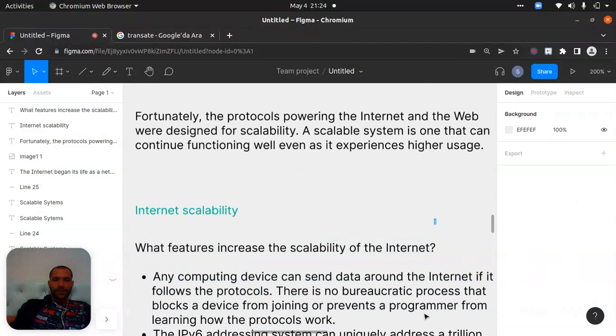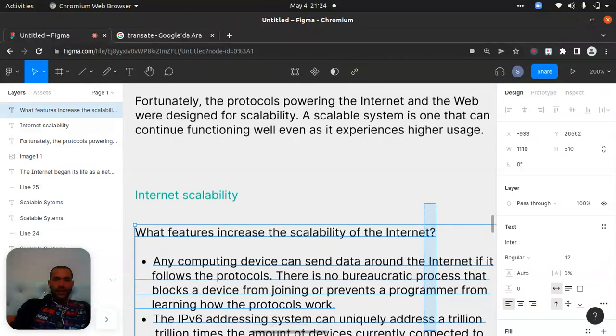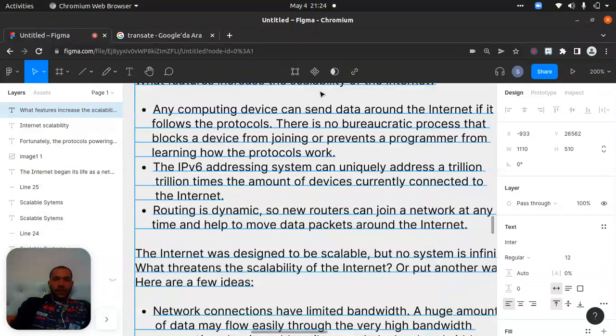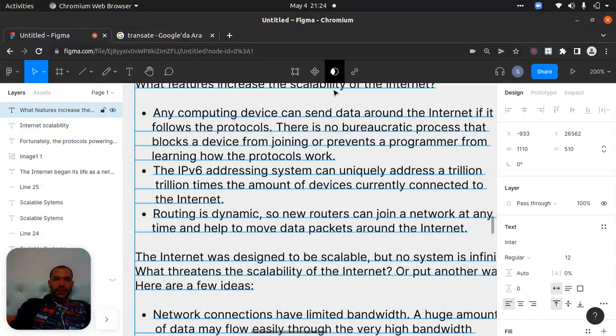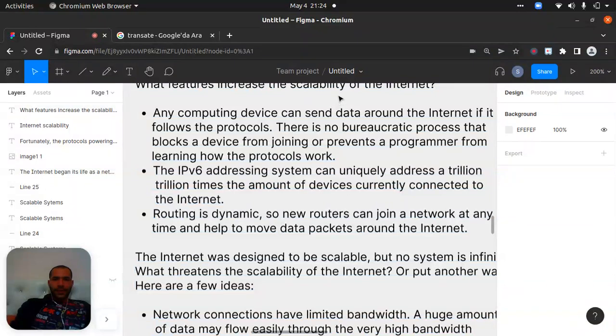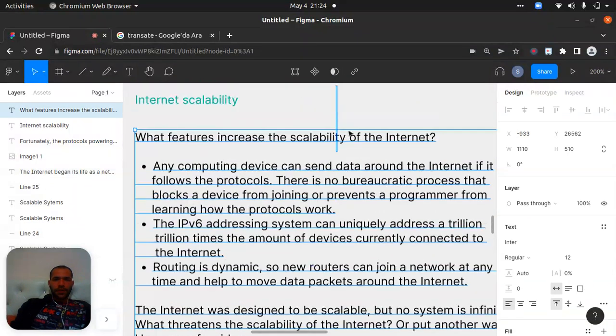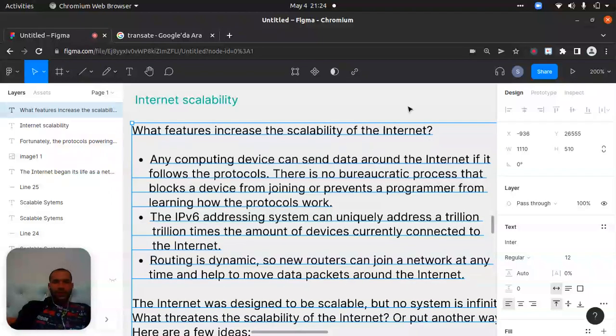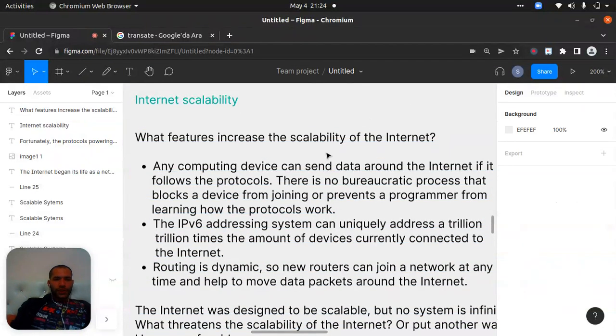Internet scalability. Let's check it. What features increase the scalability of the internet? We'll look now at the positive and negative sides.